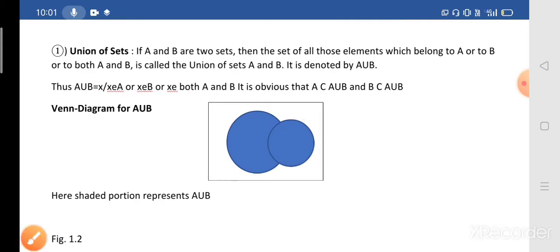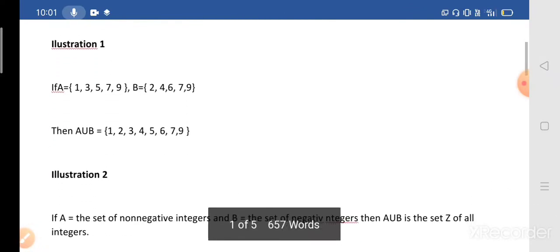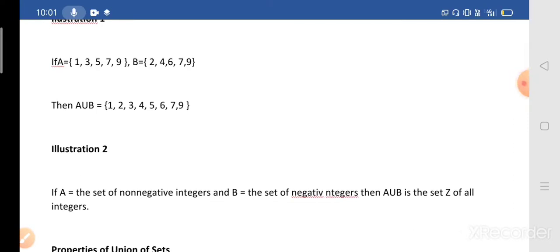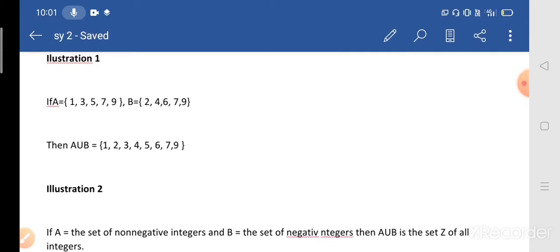Below is one example. If A is equal to the odd numbers 1 to 9 and B is equal to 2, 4, 6, 7, 9, then A union B is equal to 1, 2, 3, 4, 5, 6, 7, and 8 is not there, 9. Total, A union B is 1, 2, 3, 4, 5, 6, 7 and 9.